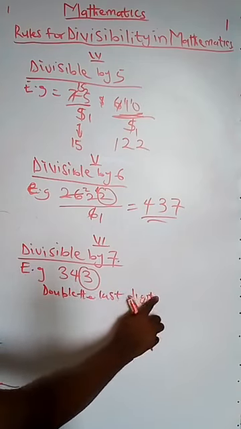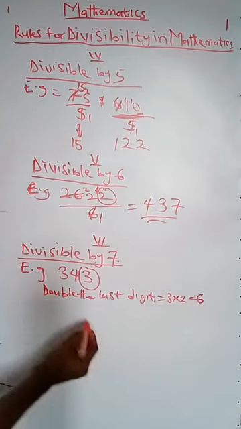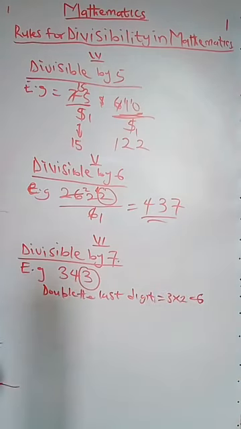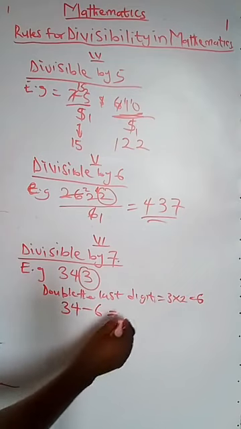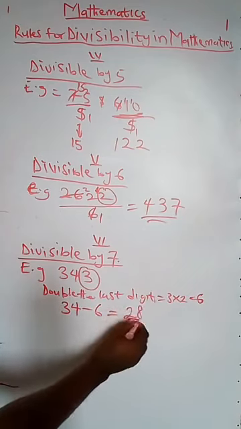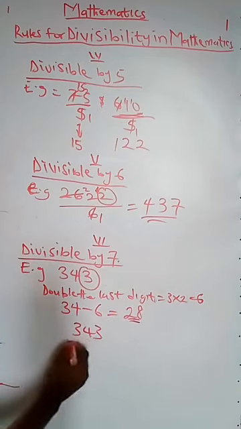So double the last digit. That is 3 times 2. That is 6, right? So we now subtract the 6 from 34. So the rest of the digits, 34 minus 6, will give us 28. As you can see, 28 is a multiple of 7. So 343 is divisible by 7.